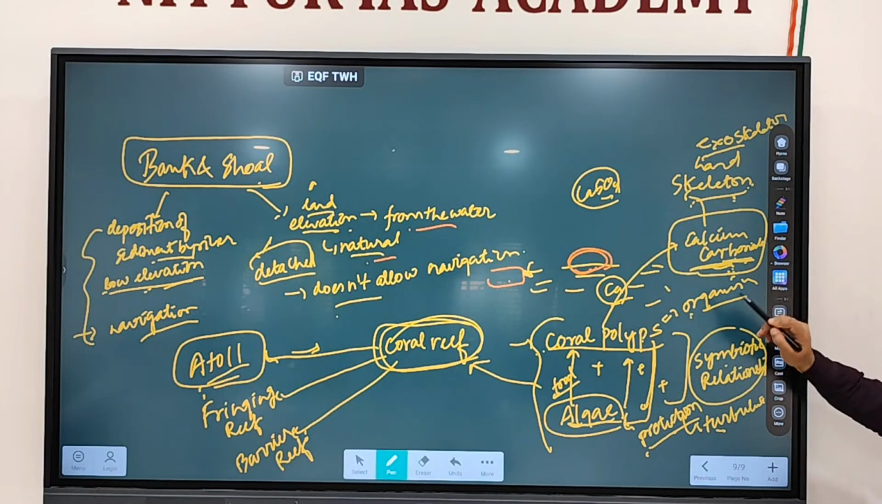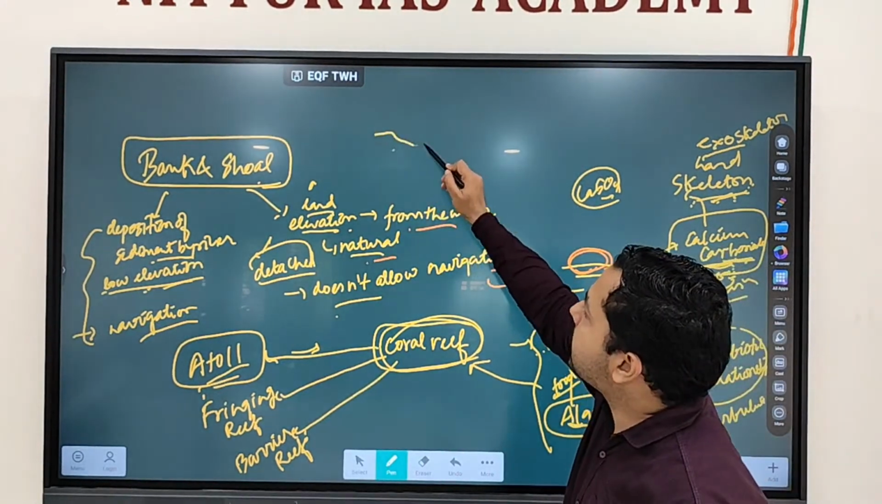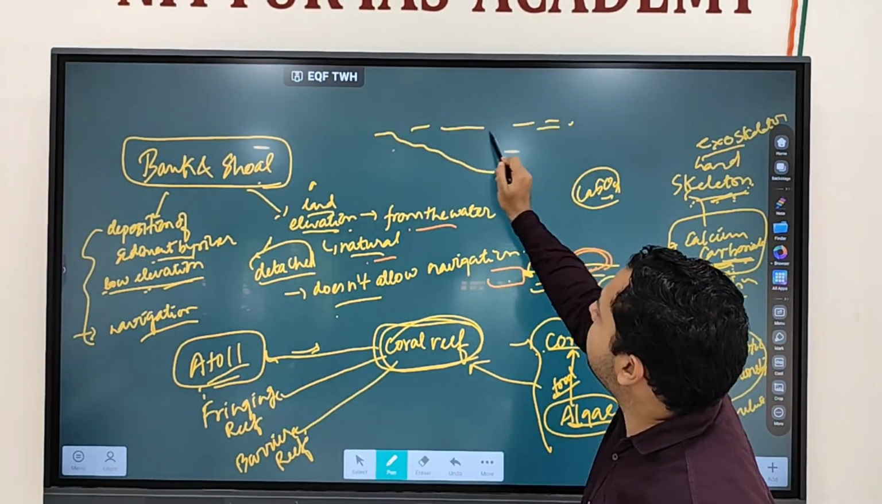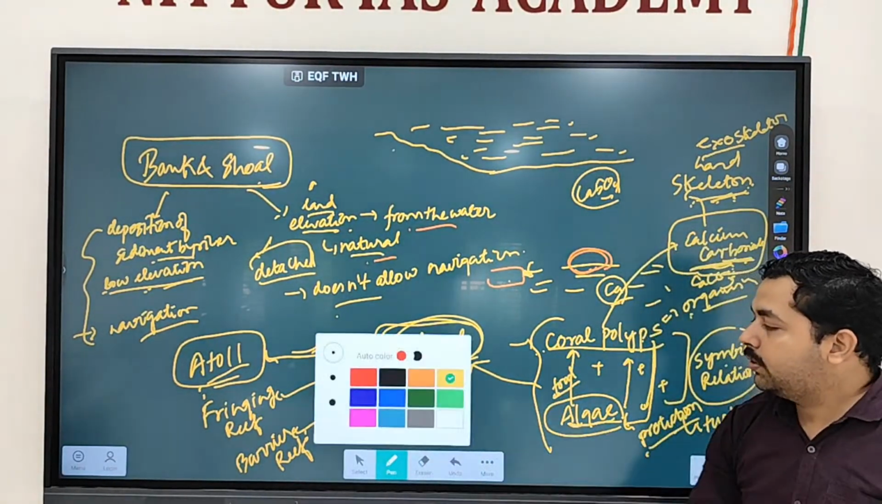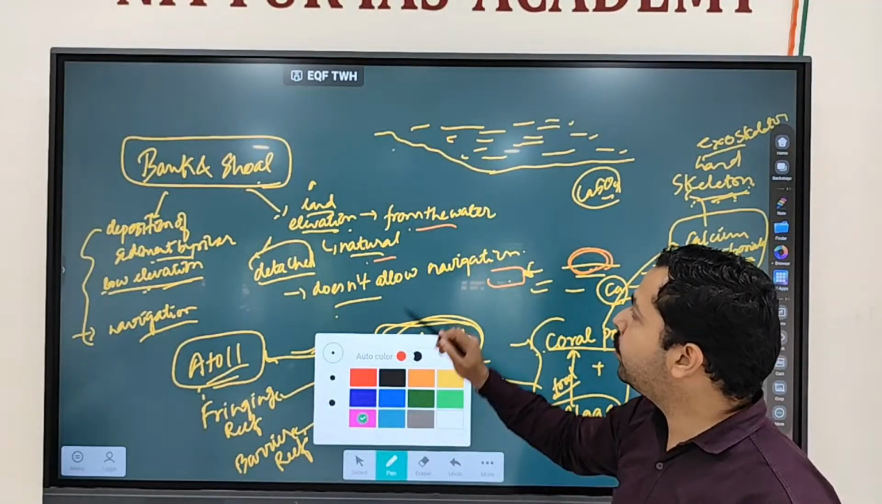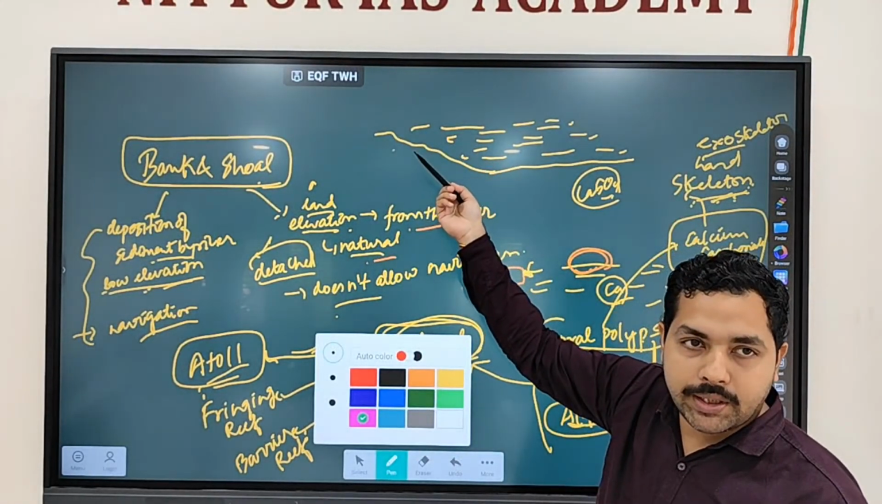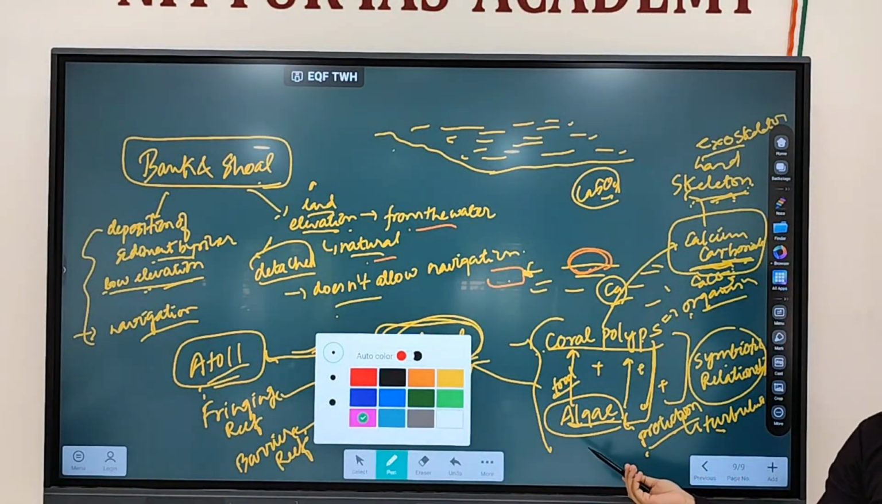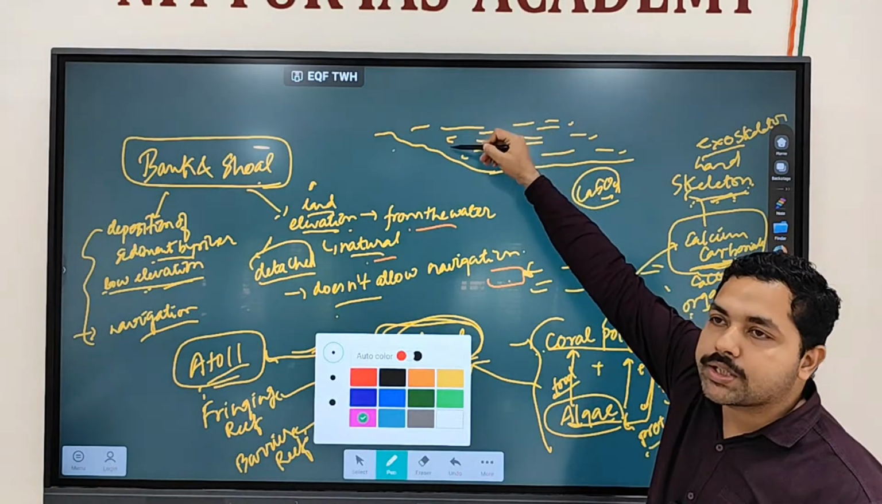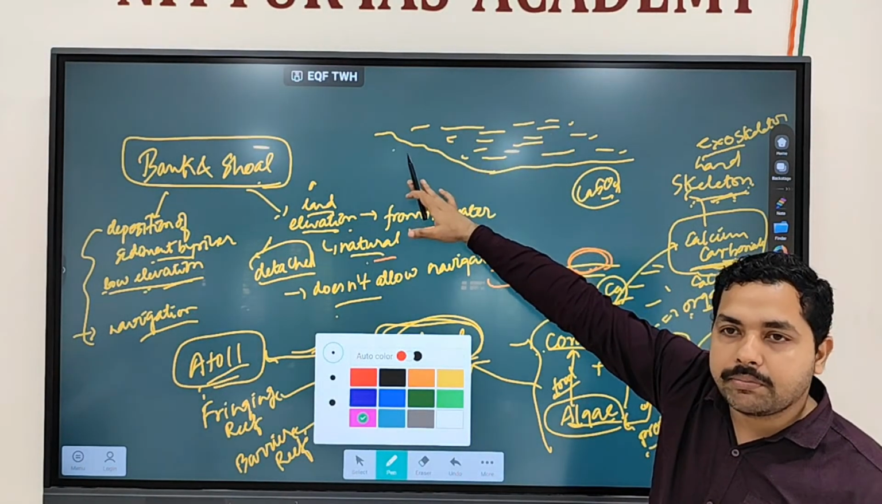They try to build what? They try to build calcium carbonate, that hard shell, the hard skeleton. So where are the algae going to be found? You know that algae are mostly found in the continental shelf region. Why? Because they are the producer. They require photosynthesis. So they are found in the continental shelf region where sunlight can easily come.